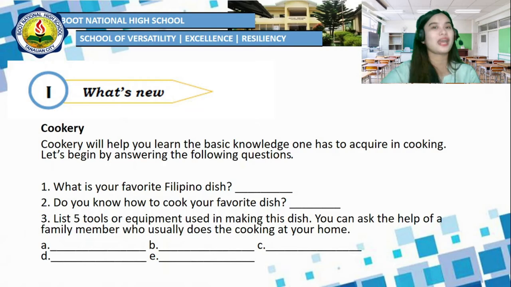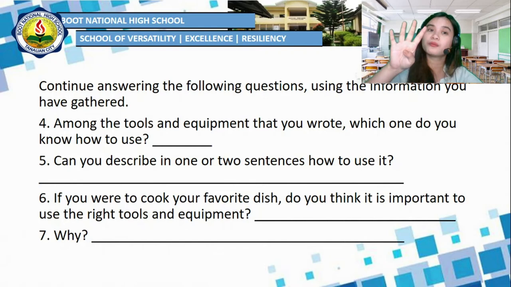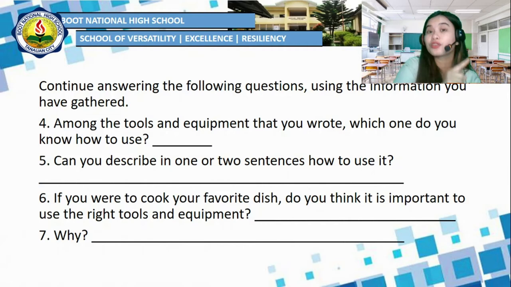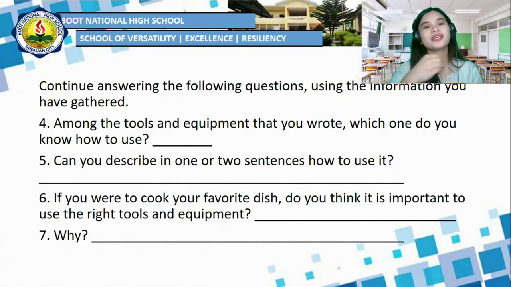Alright, good job. Now, let's continue answering the following questions using the information you have gathered. Let's go on with number 4. Among the tools and equipment that you wrote in question number 3, which one do you know how to use? Alin sa limang inilista mo sa answer mo sa number 3 ang kaya mong gawin or kaya mong gamitin? For example, kaya mong gumamit ng knife. And then you can write number 4, knife. Okay? But please observe safety while using your knife.